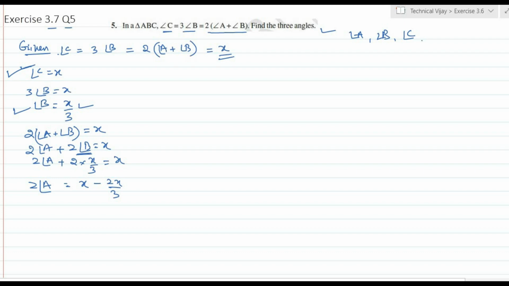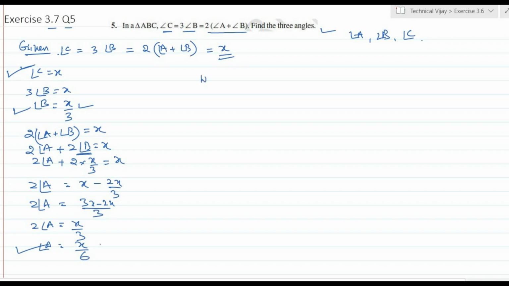So x minus 2x divided by 3. So 2 of angle A is equal to 3x minus 2x divided by 3. So 2 of angle A is equal to x by 3. Okay. Angle A is equal to, this 2 comes here, x by 6. So angle A is x by 6, angle B is x by 3, angle C is x.